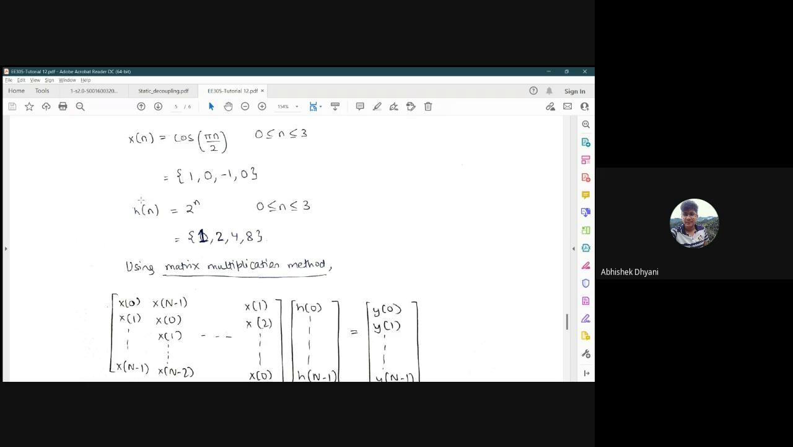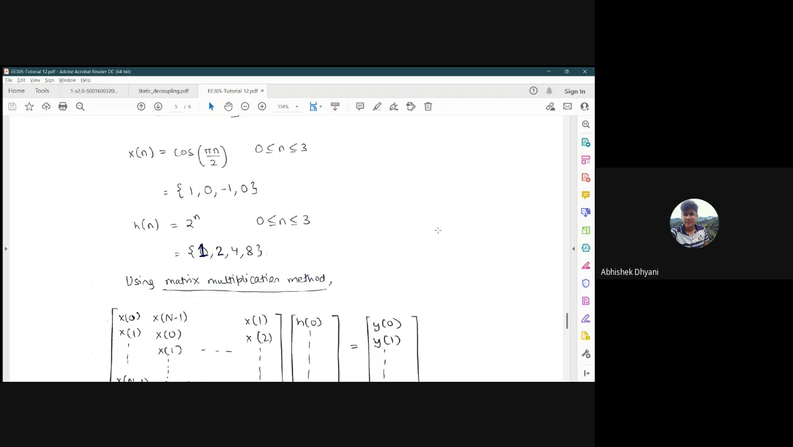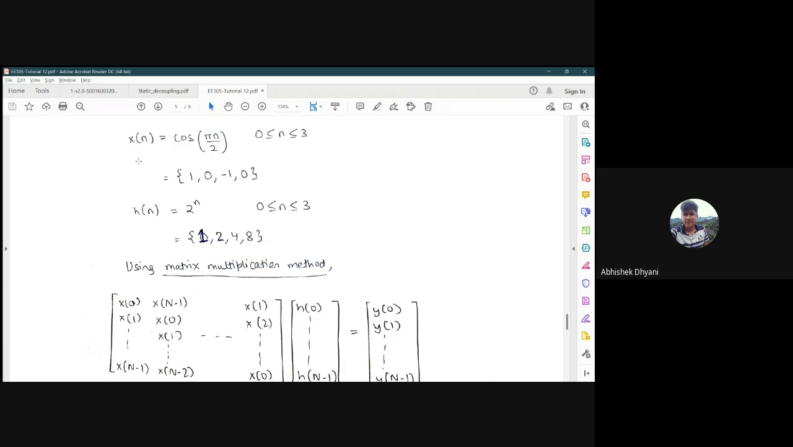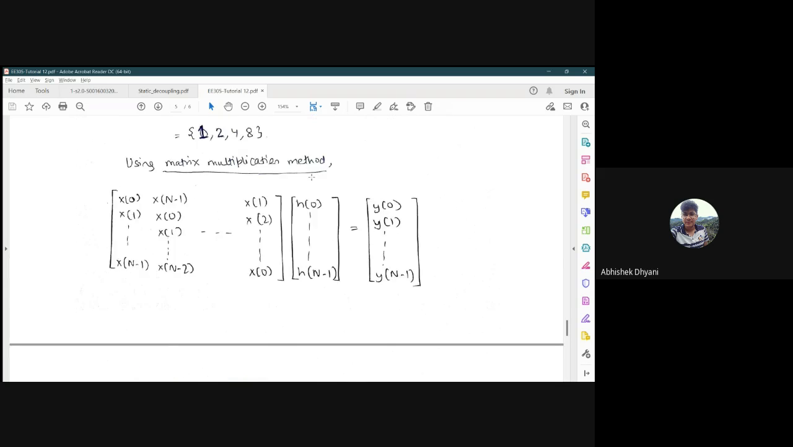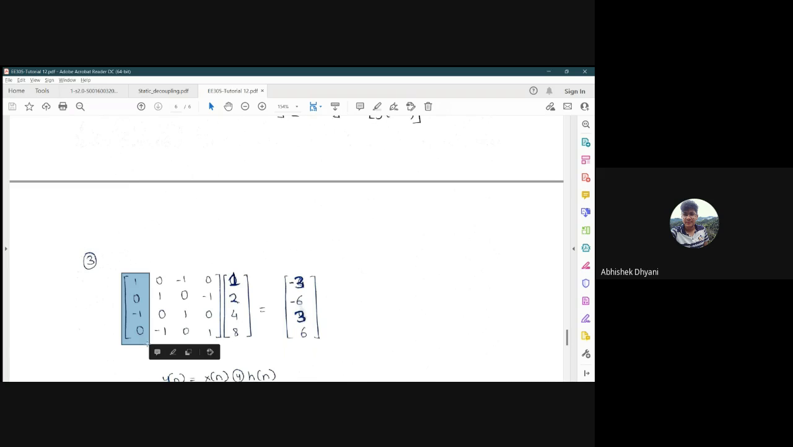So let us do this for x of n and h of n. And one thing that you will note is that the dimension of the result will be equal to capital N, which is also the dimension of both x of n and h of n, right? So which in this case will be 4. So let's take the product of x of n and h of n. I have taken 1, 0, minus 1 and 0, and put it as the first column. This is the first column which corresponds to the magnitudes of x of n.